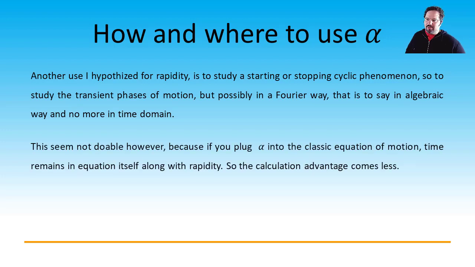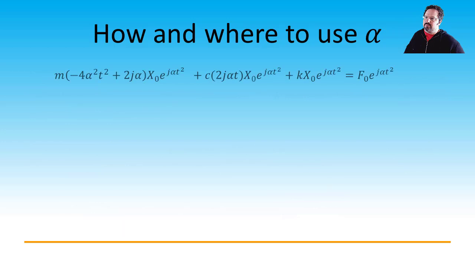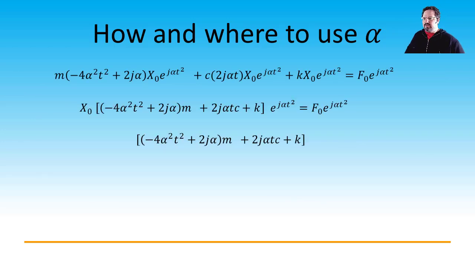This seems not doable, however, because if you plug alpha into the classic equation of motion, time remains in the equation itself along with rapidity, so the calculation advantage comes less. See, so this is the equation of motion plus the substitution in terms of alpha. And the third row is the final formula, in which we can see that time and alpha remain in the equation itself.